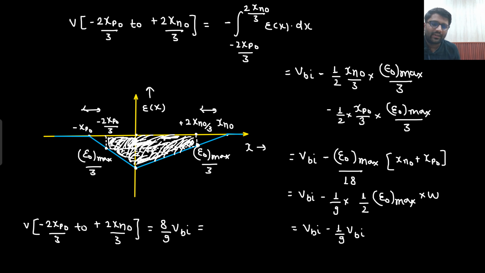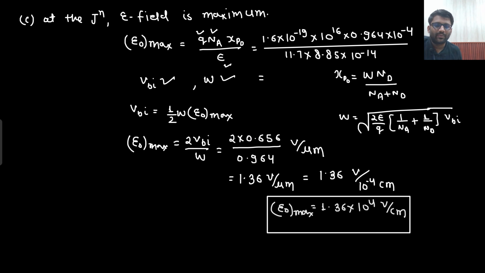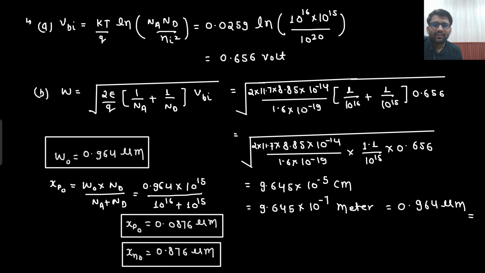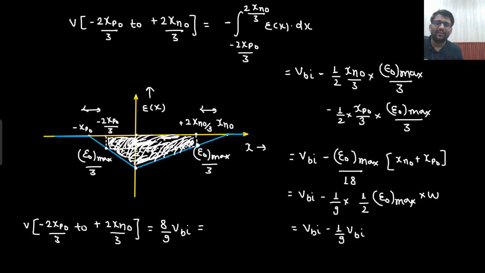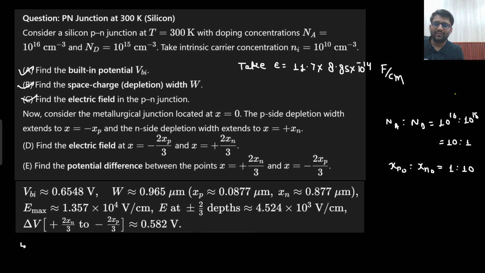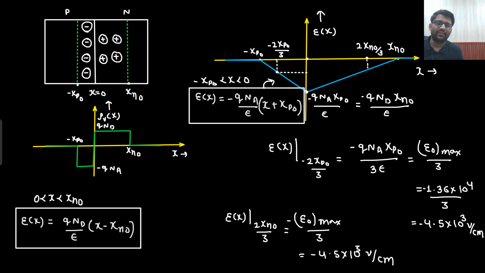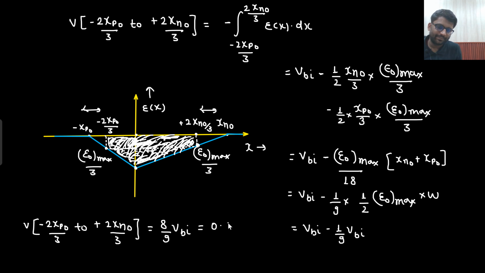So whatever your built-in potential was there, what was your built-in potential? 0.656 multiplied with 8 by 9, 0.583. So 0.582, 0.583. So again, it was complete mathematics only, okay?